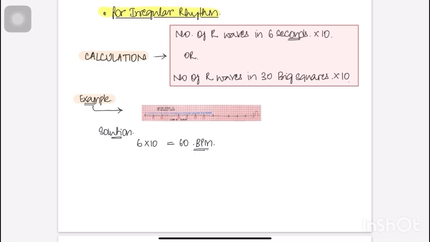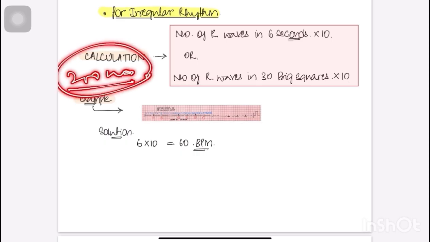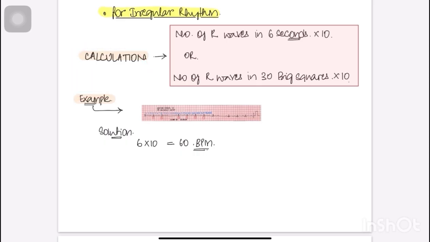Okay, now see the calculation for irregular rhythm. The calculation is number of R waves in 6 seconds times 10, or number of R waves in 30 big squares. We all know that one large square corresponds to 200 milliseconds. So 5 such boxes would be 1 second, and for 6 seconds we would need 30 such big squares.